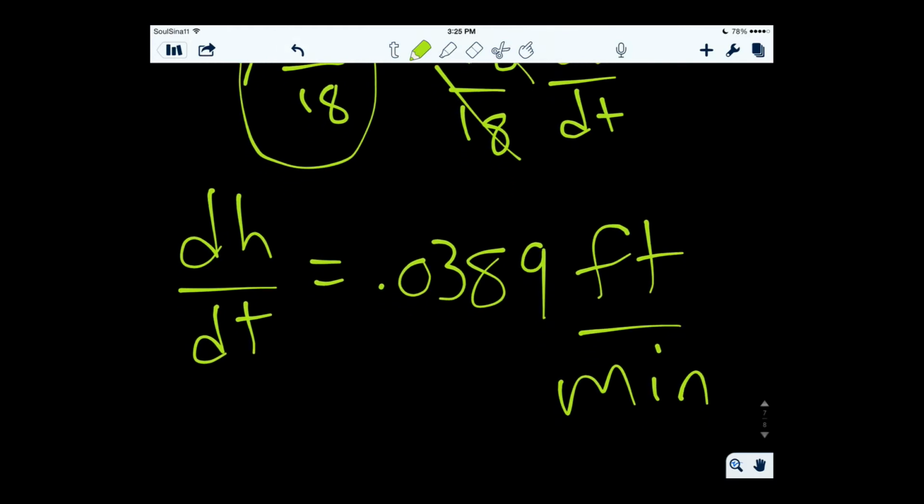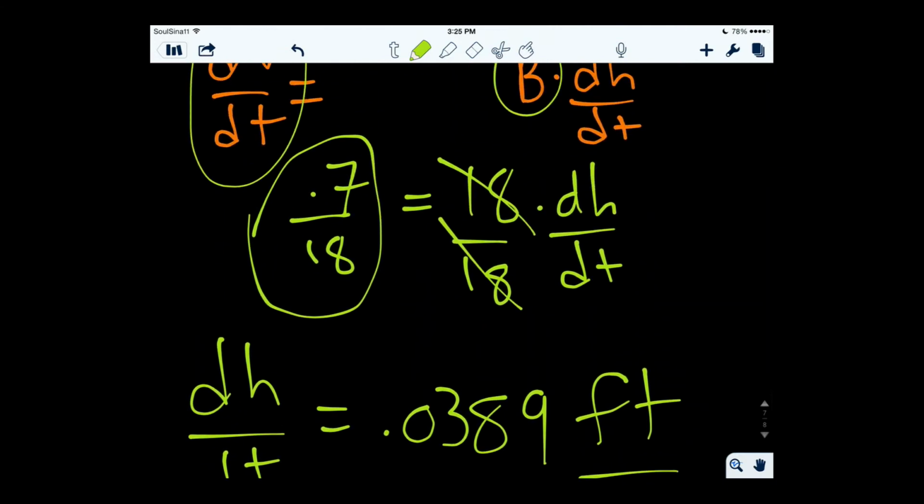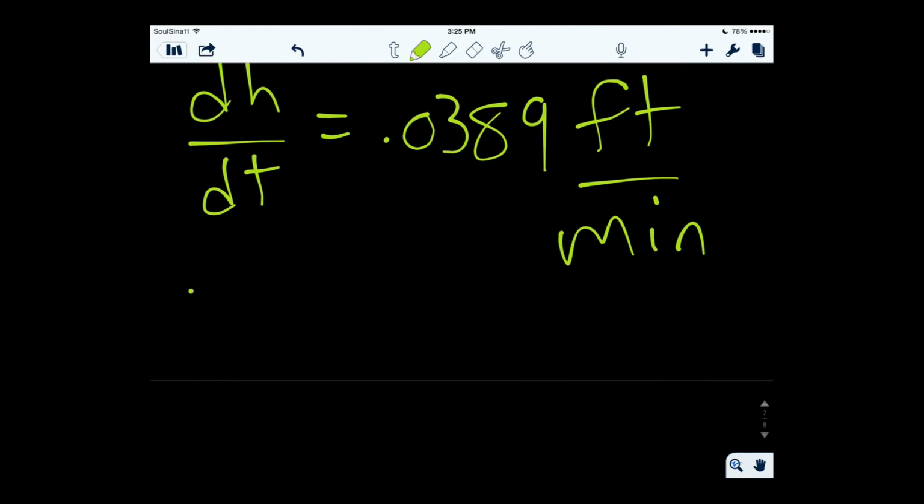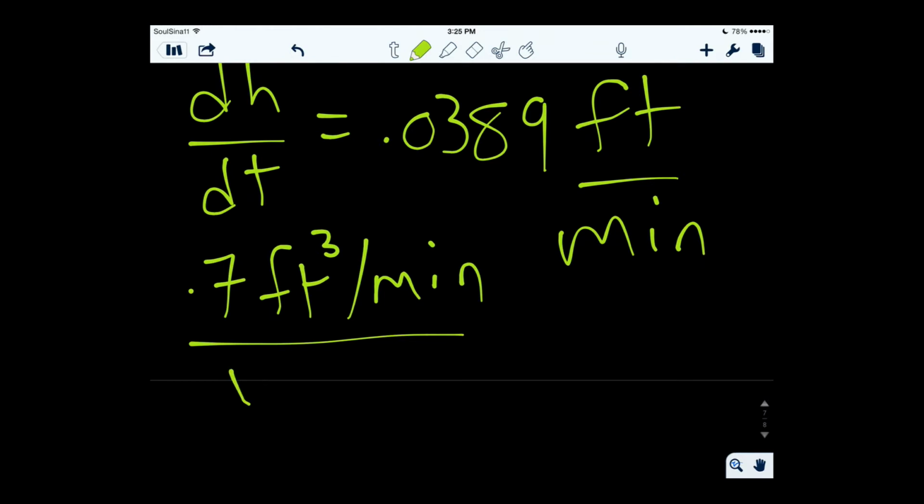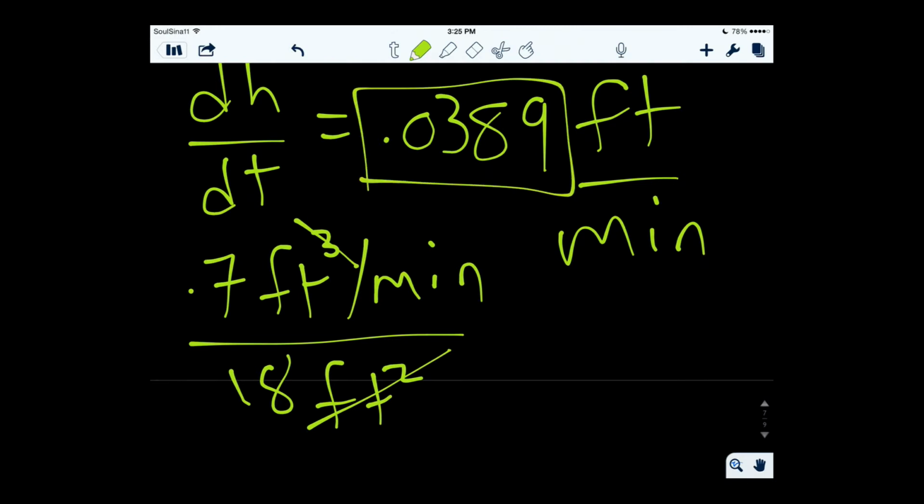You know it's feet per minute because originally 0.7 was in feet cubed per minute, and you divided by 18, which was in feet squared. So the feet squared cancels with feet squared from the feet cubed, giving you 0.7 over 18 feet per minute, which is, once again, this right here.